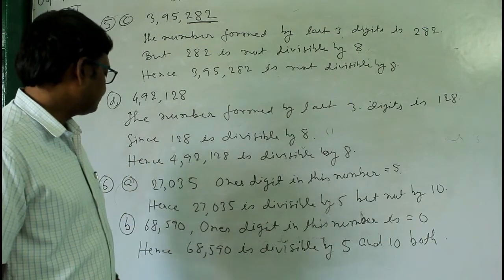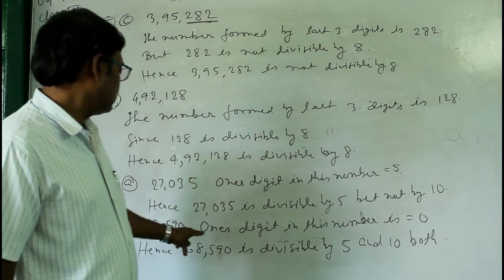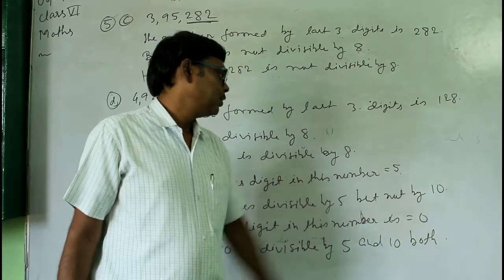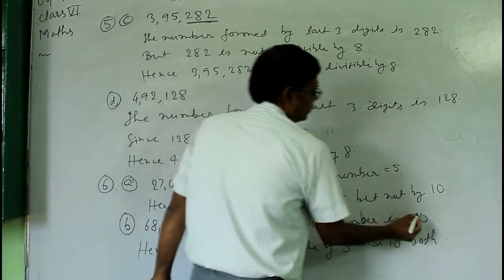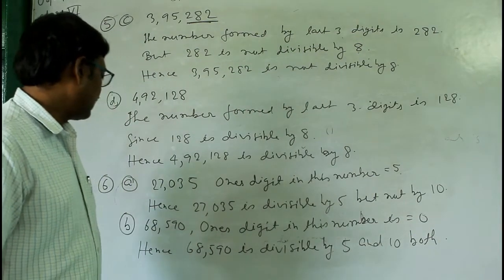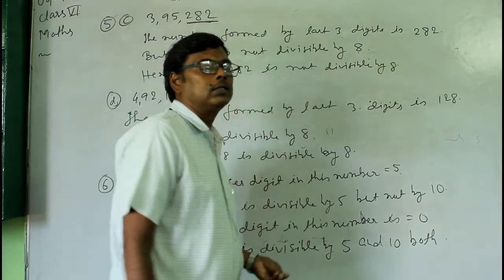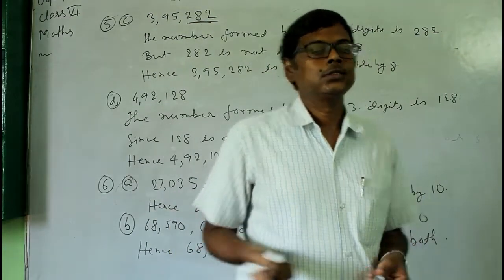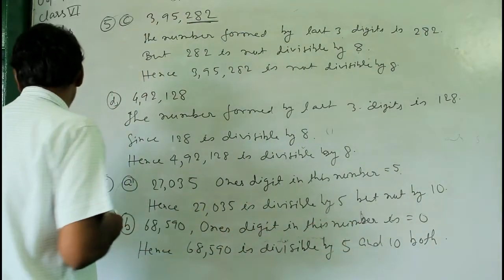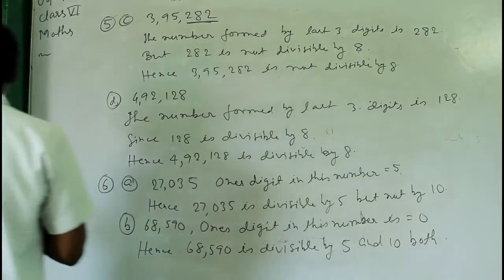Okay, the next is question number B: 68,590. Here observe the ones digit. The ones digit in this number is 0. So the ones digit is 0, and hence this number is divisible by 5 as well as 10. Okay, and the questions I did not solve are homework. Now question number 7.